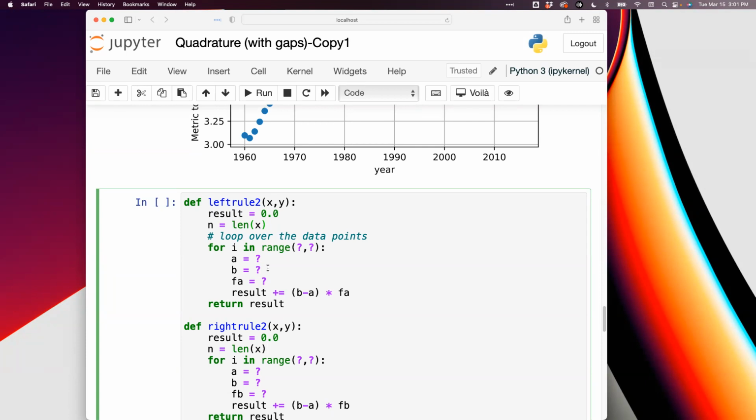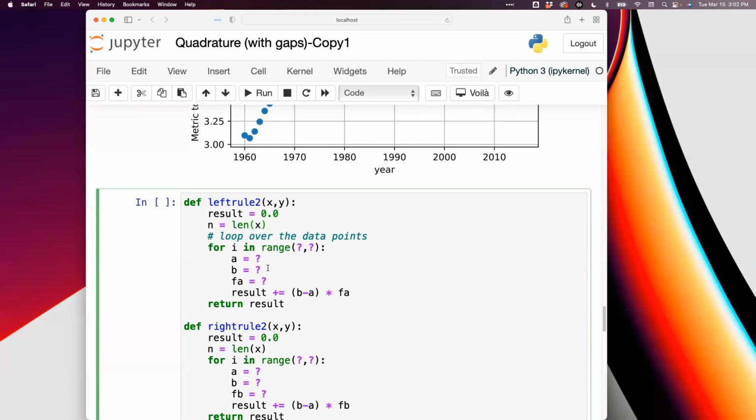How can I help? Okay, so it gave you an error: index 55 is out of bounds. What that means is you've probably reached a point that doesn't exist. You're trying to access a value in the array that doesn't exist. And where is that happening?